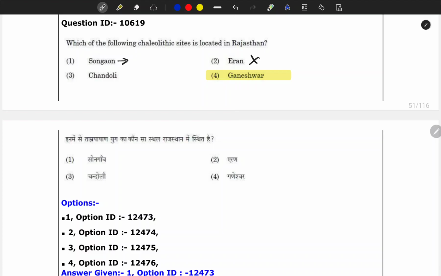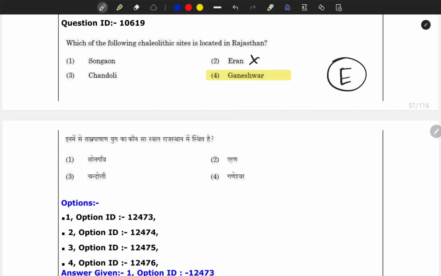Sanghol, sorry, this is in Punjab and this is not in Rajasthan. This also I knew. Chandoli is in Maharashtra. This is also a Chalcolithic site. Sanghol is also a Chalcolithic site. So for me this was an easy question. If you don't know, you can play a 50-50 between Chandoli and Ganeshwar, but the thing is that you should know this kind of thing. You should know the geographical locations of the sites.